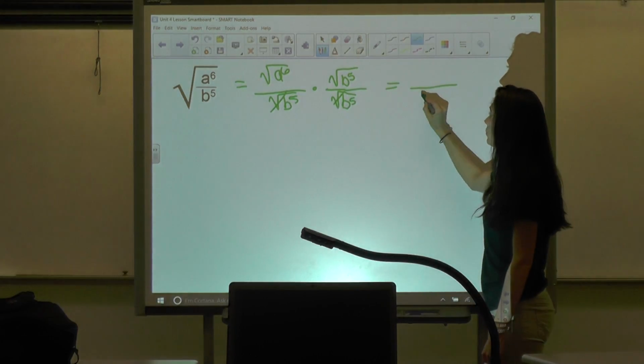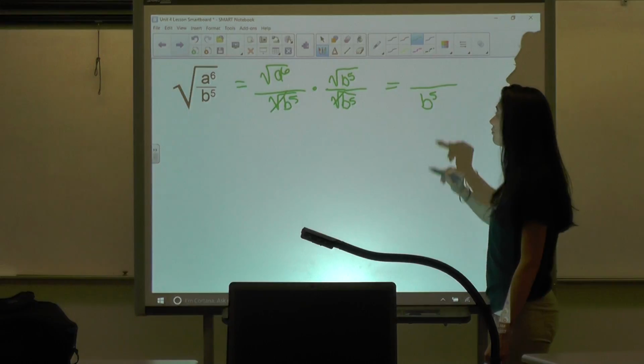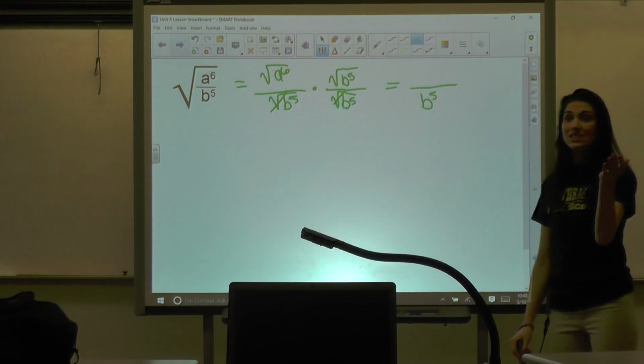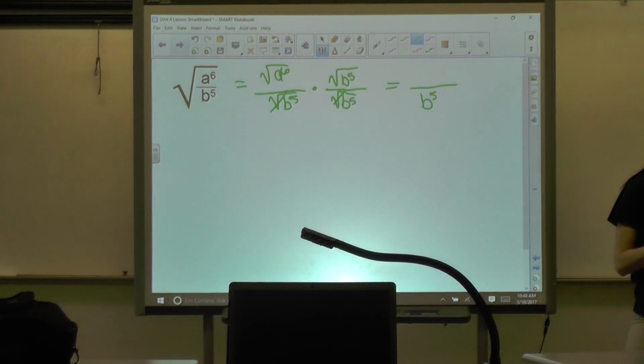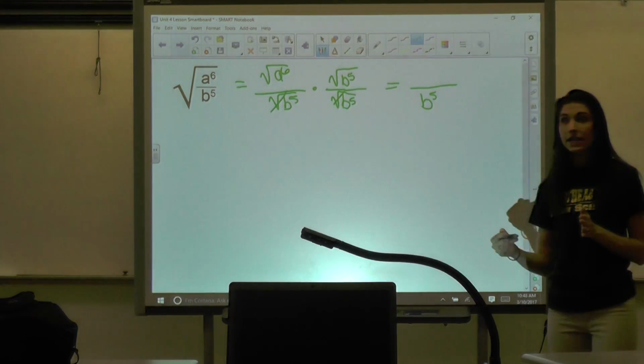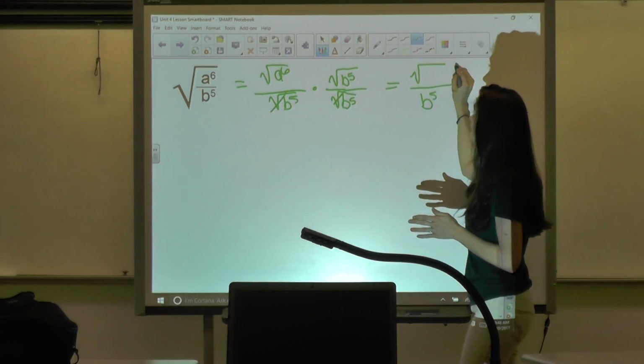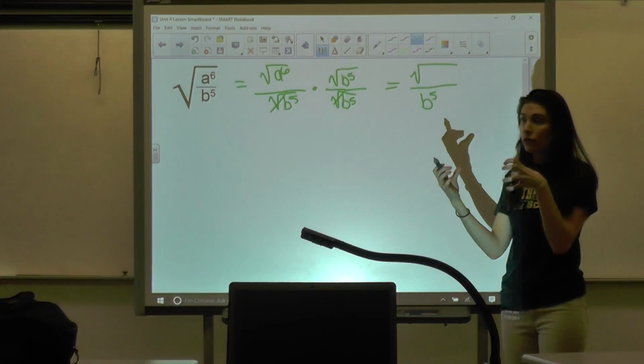So on the bottom, your square roots are going to cancel out, and that's going to leave you with just a b to the power 5. And on the top, it's inside times inside, outside times outside. So you can combine these together because they are both a square root.